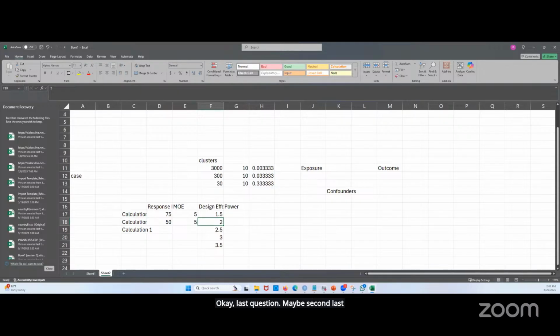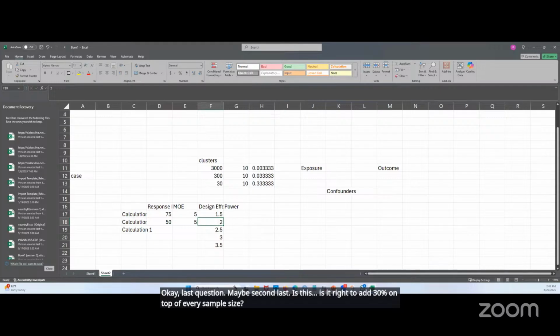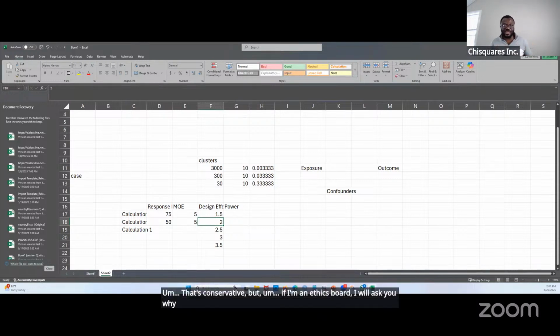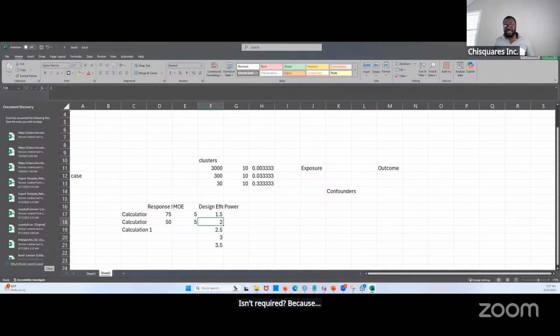Is it right to add 30% on top of every sample size? Well, I'm not sure where you got that, but sure, if you want to add, that's conservative. But if I were an ethics board, I would ask you why. Why are you doing that? Is it required? Because if every study has harms, why do you want to expose 30 more people to some harm if there's no legitimate basis for it?